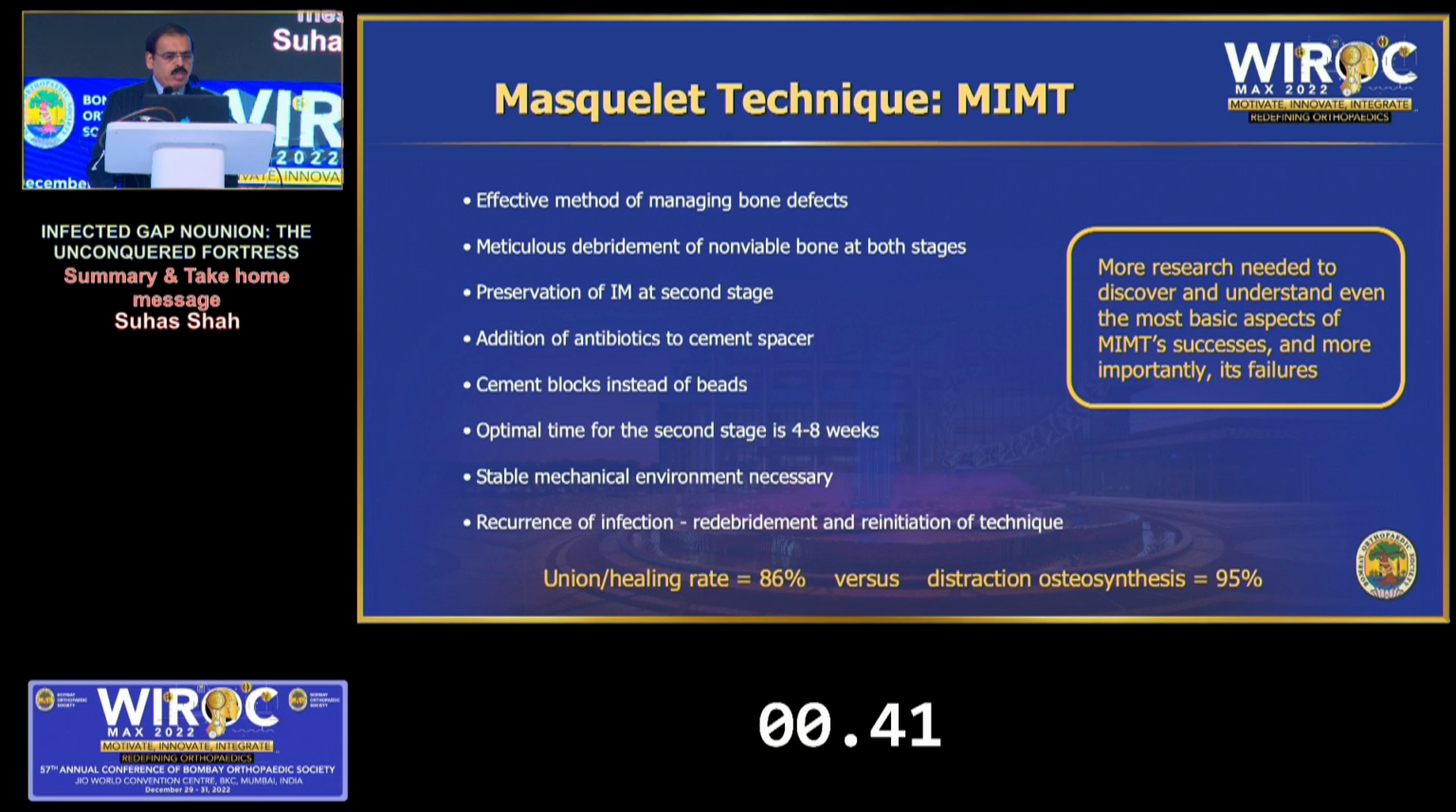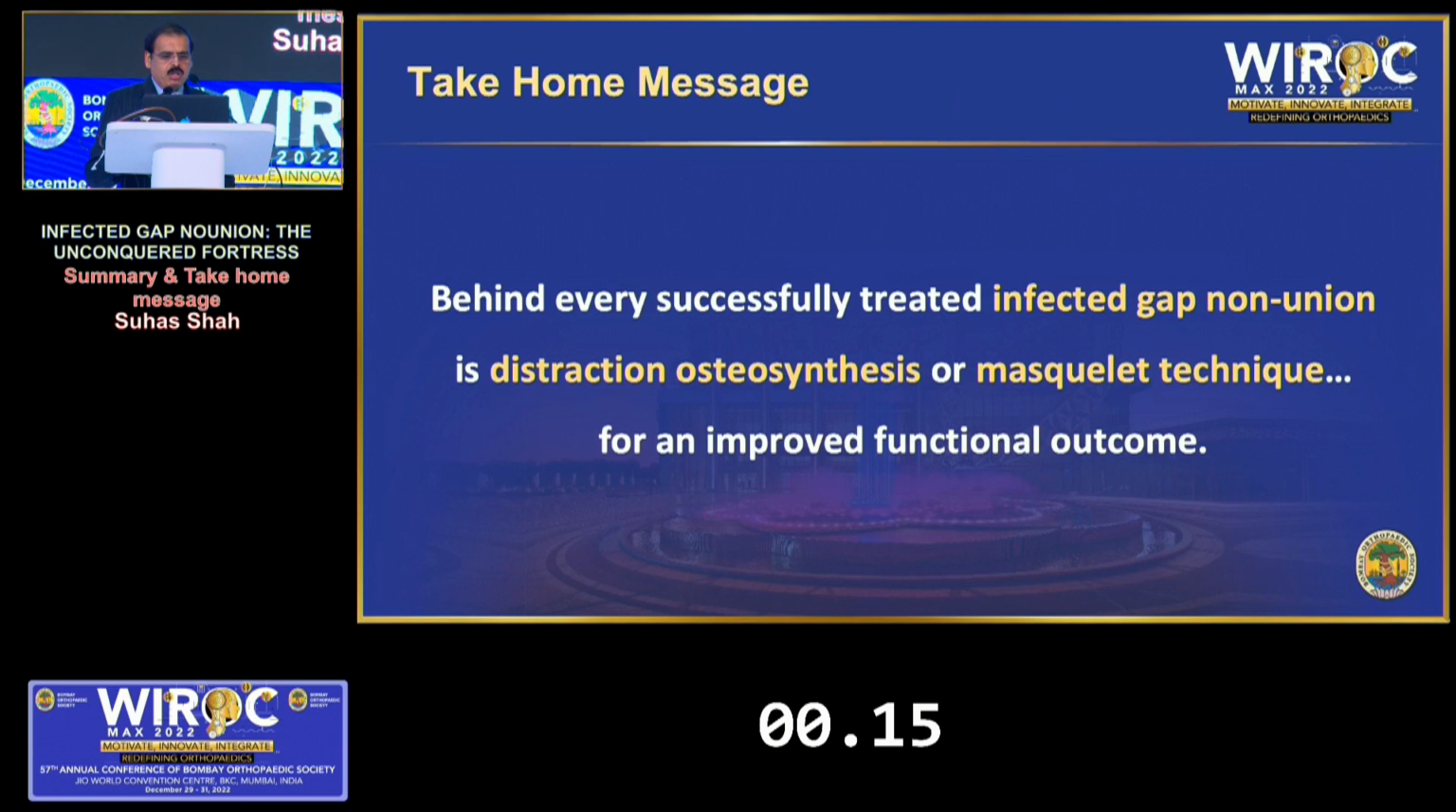MIMT is an effective method, but you should know the second surgery entry is at 6 to 8 weeks, and achieving a stable mechanical environment is also important, but the union healing rate is 86% by first second surgery, whereas distraction osteogenesis has got 95%. So more research is needed to discover and understand even the most basic aspects of MIMT success, and more importantly its failures.